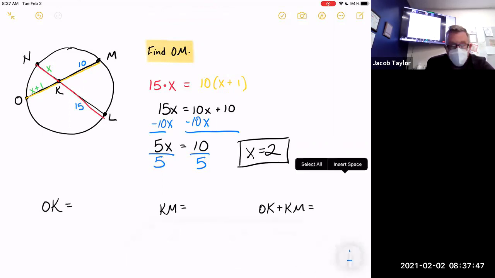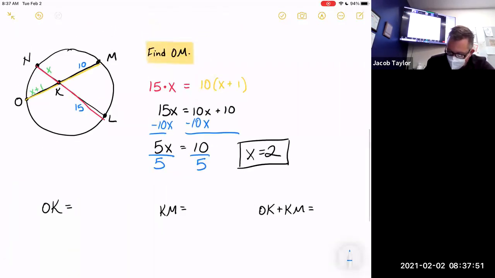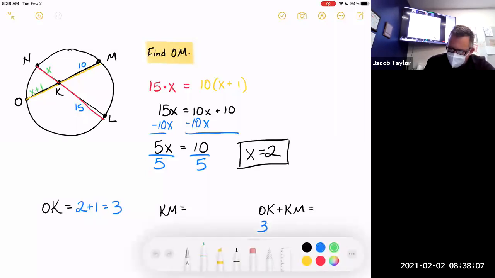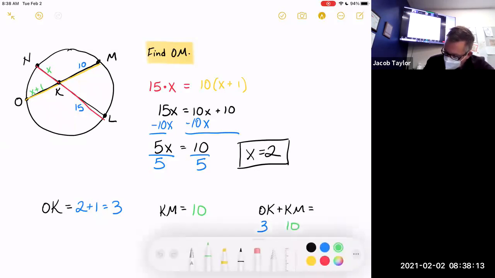So, OK, say that again. So OK is X plus 1, so 2 plus 1. Do you know what 2 plus 1 is? 5 is so close. Good try. 3, so OK is going to be 3. And KM, no calculator required because the problem just tells me KM is 10. It is 13. Good job.